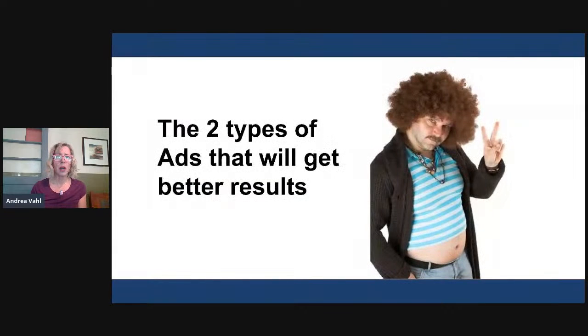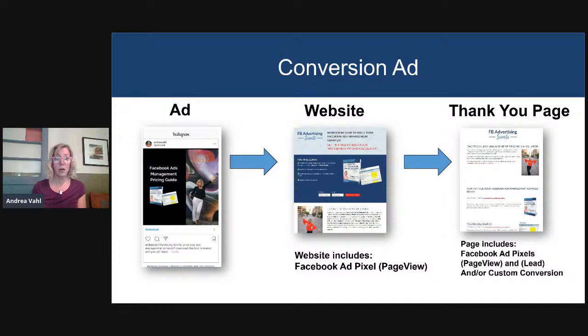So here are the two types of ads that will get you better results with Facebook and Instagram. And that is conversion ads, which are going from your ad to your website and optimized around a conversion event that is on a thank you page, or maybe in your shopping cart where you're optimizing around purchases or leads or something like that. And that is my favorite type of ad to run because it does really well. The Facebook pixel can really give you a great ad. So make sure you're definitely optimizing around the pixel.